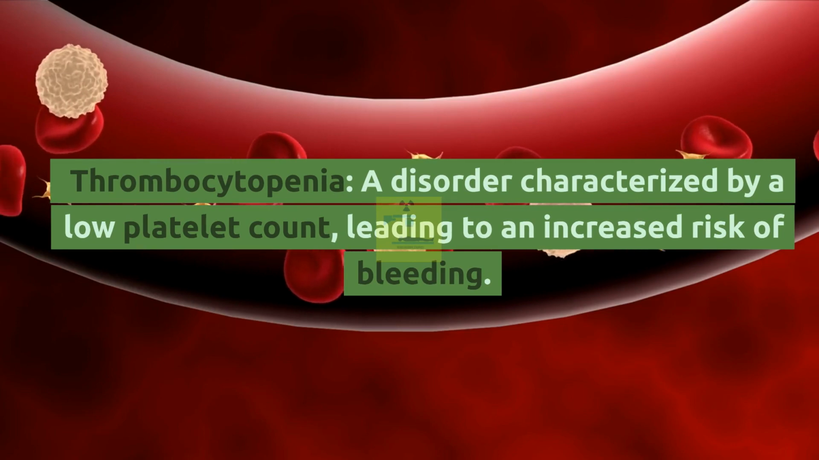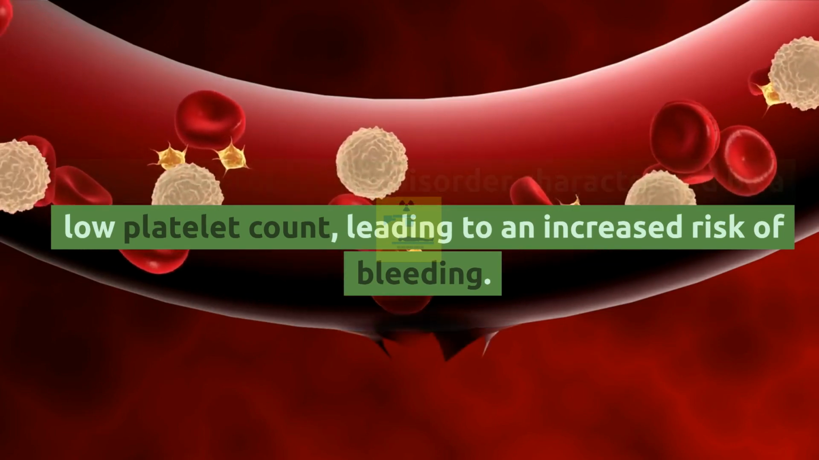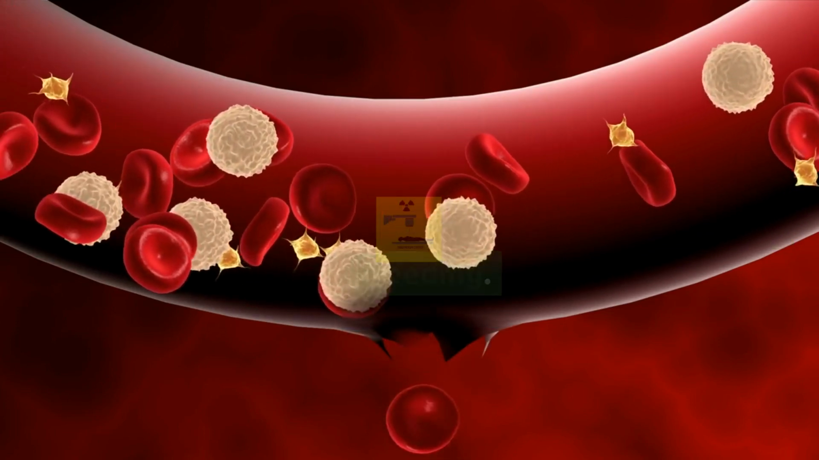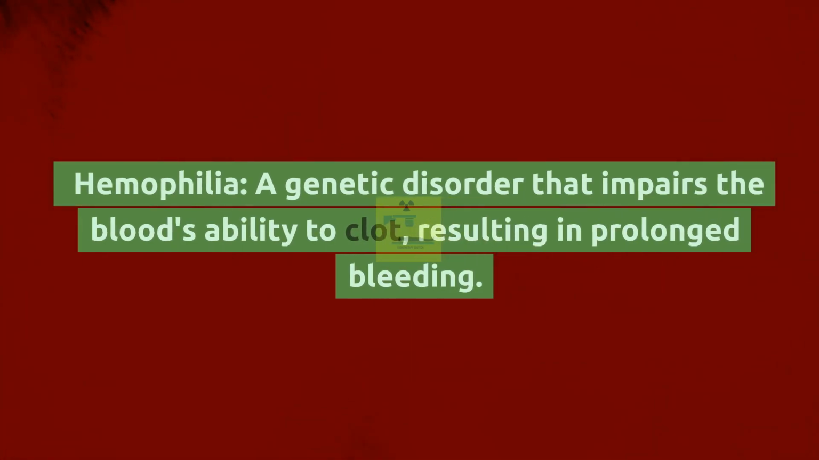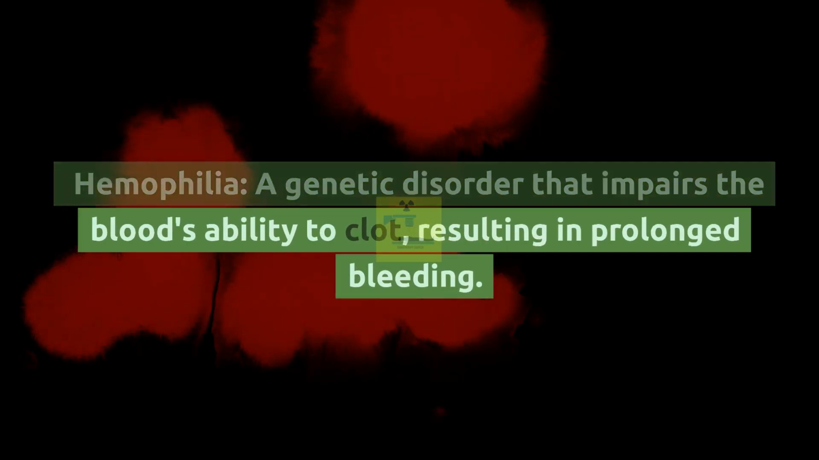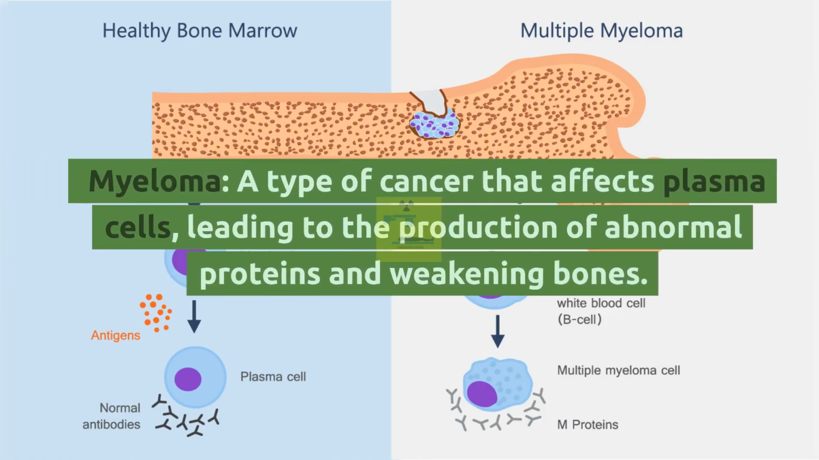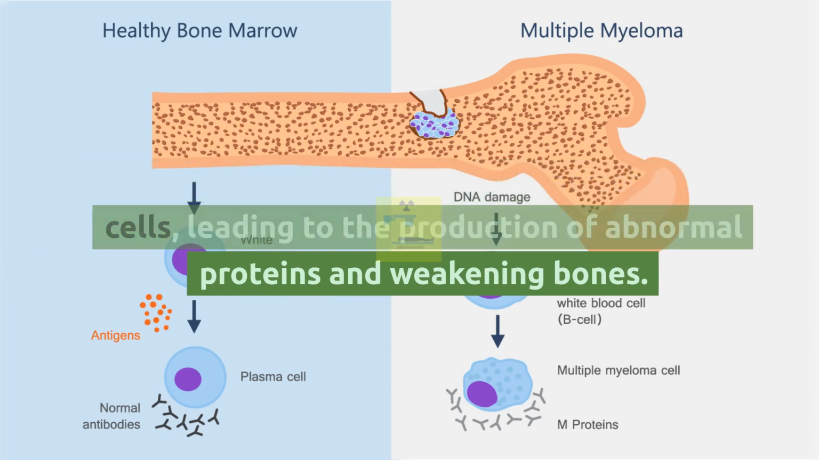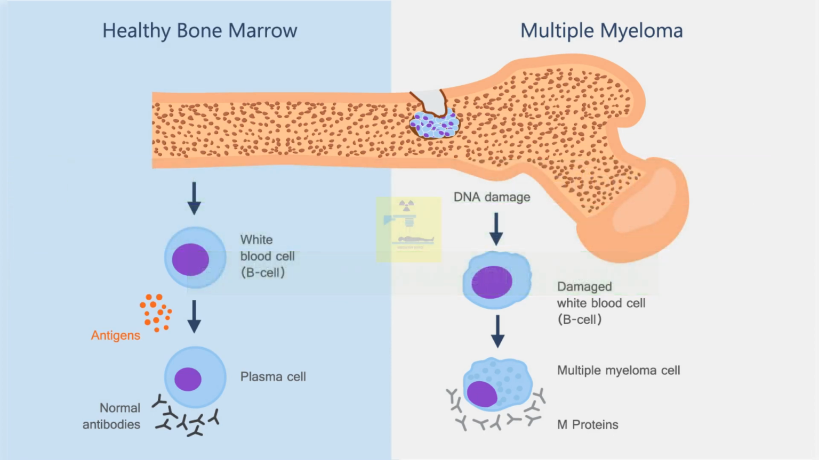Thrombocytopenia, a disorder characterized by a low platelet count, leading to an increased risk of bleeding. Hemophilia, a genetic disorder that impairs the blood's ability to clot, resulting in prolonged bleeding. Myeloma, a type of cancer that affects plasma cells, leading to the production of abnormal proteins and weakening bones.